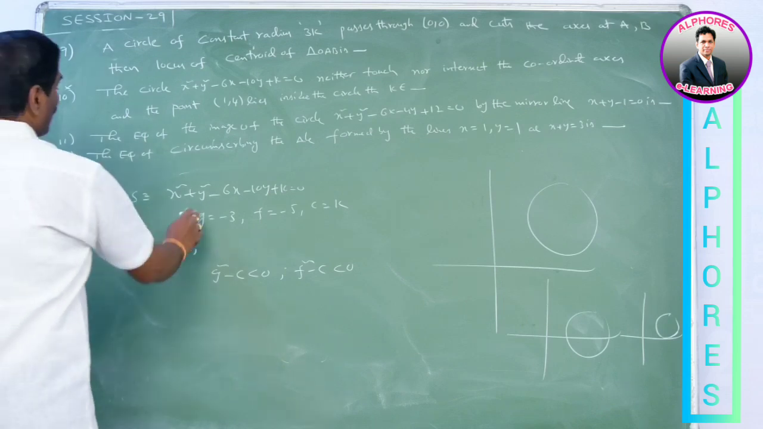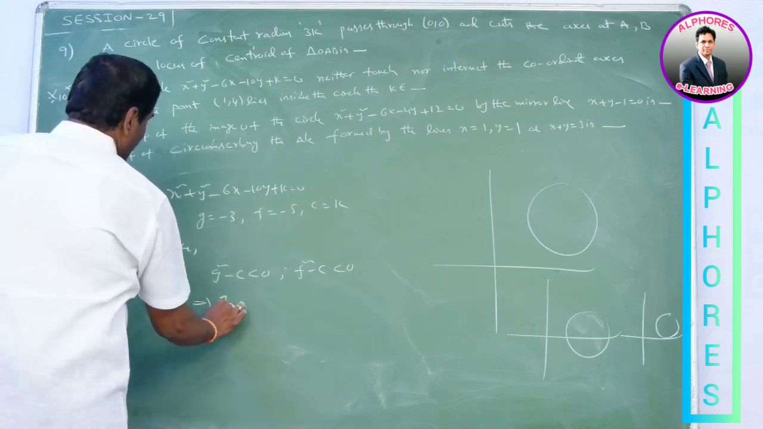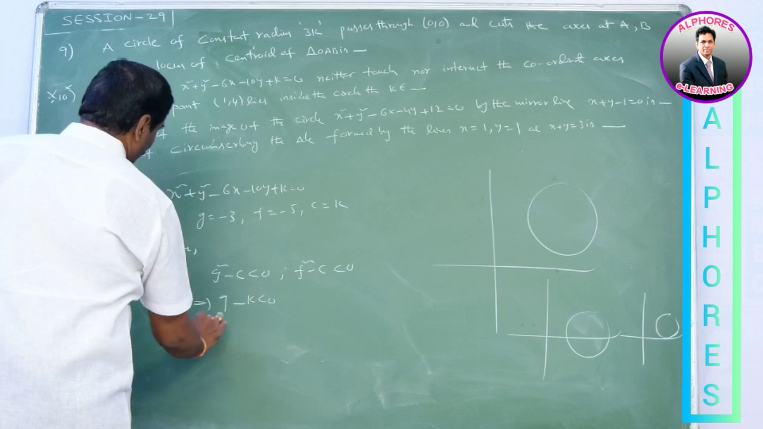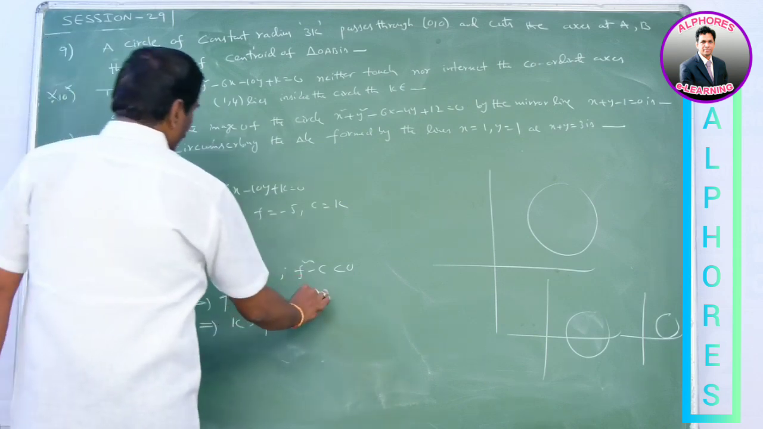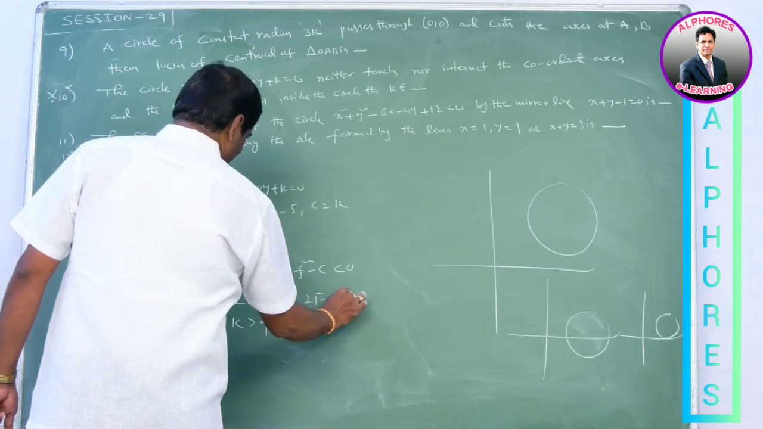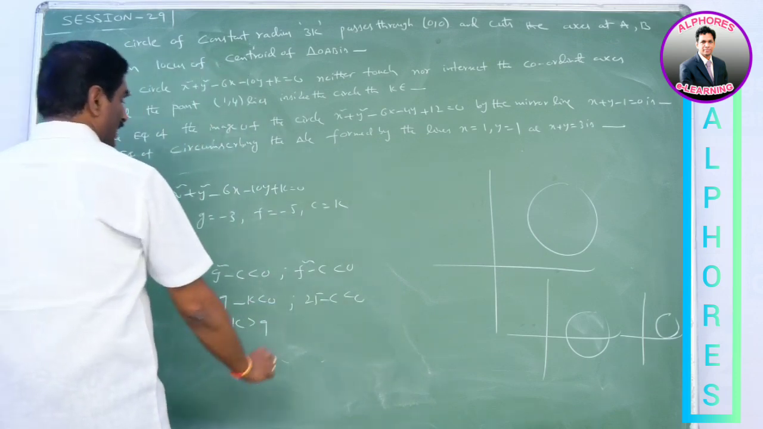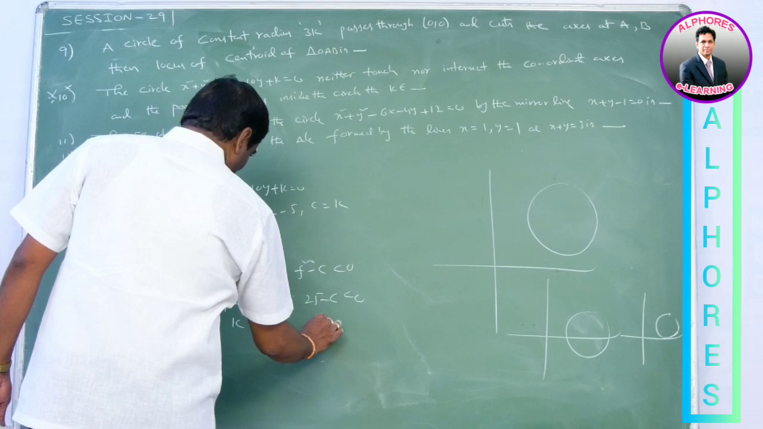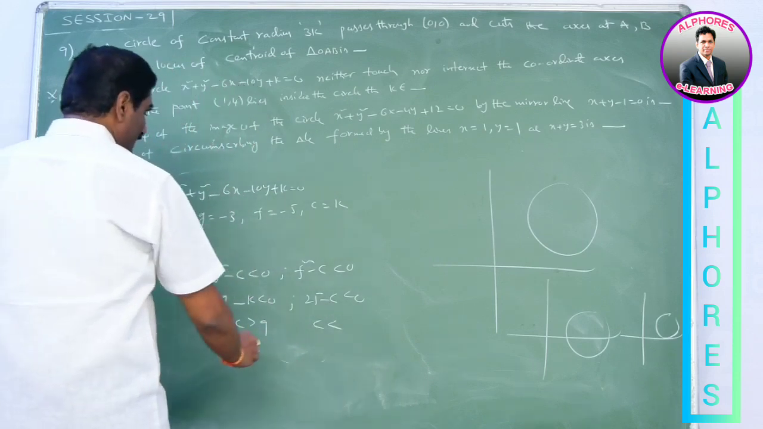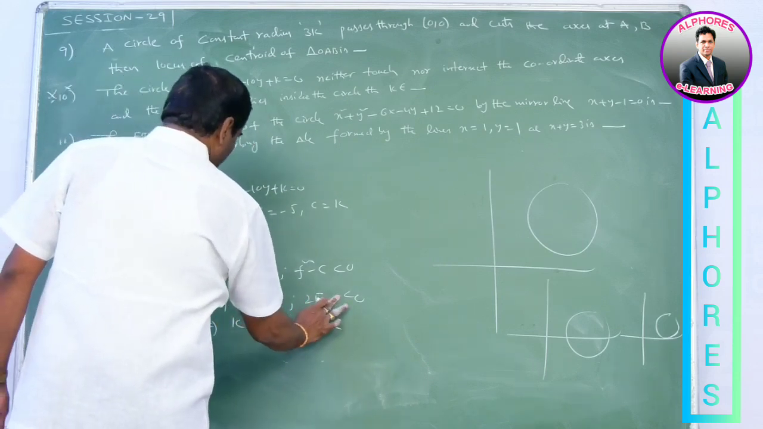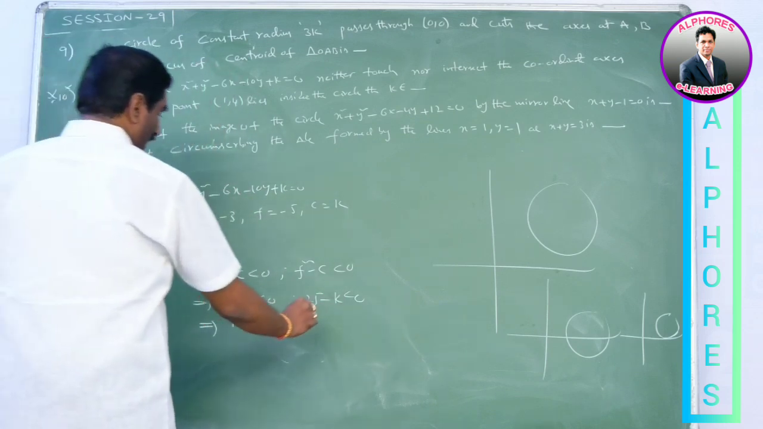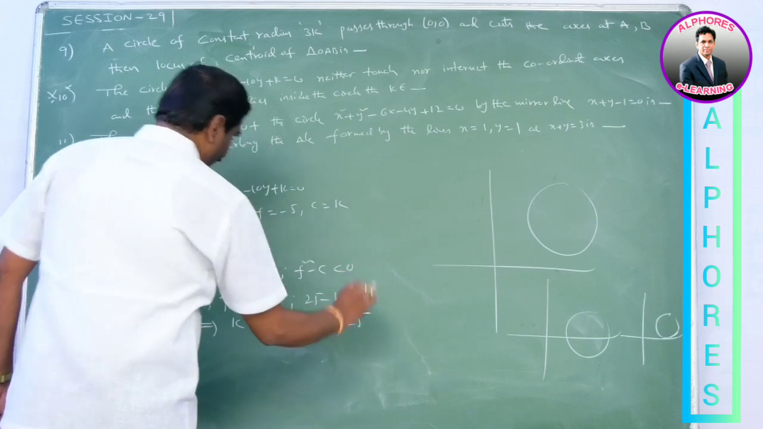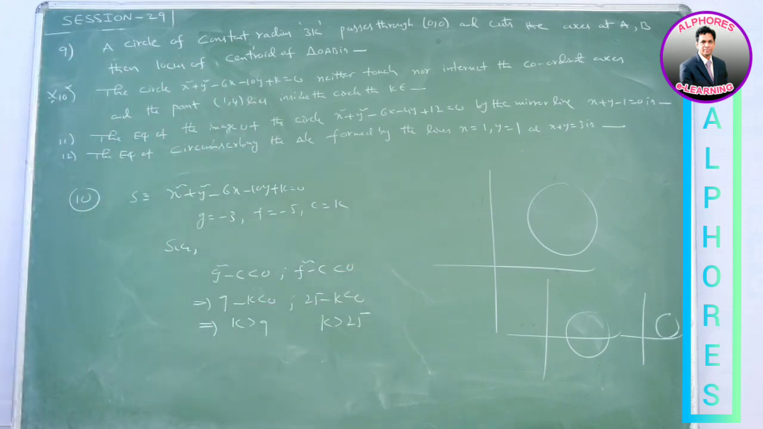Okay, g square minus c greater than 0 means 9 minus k greater than 0... that means k greater than 9. f square minus c greater than 0 means 25 minus c less than 0. Sorry, 25 minus k less than 0. That means k greater than 25.